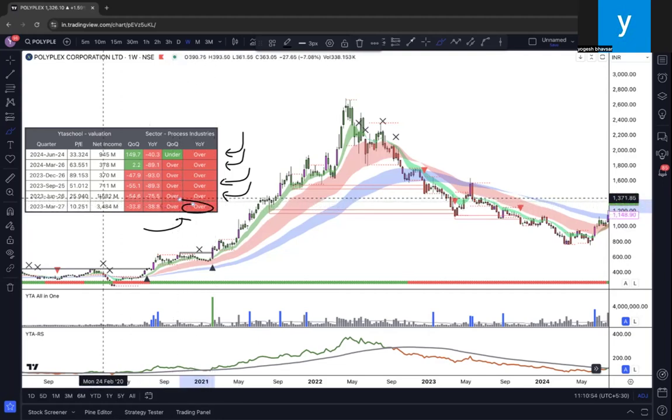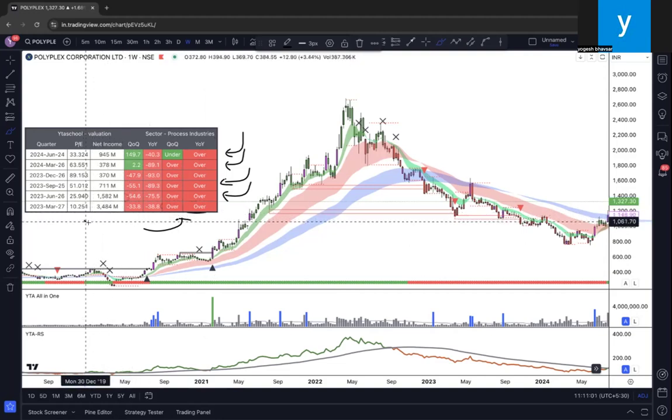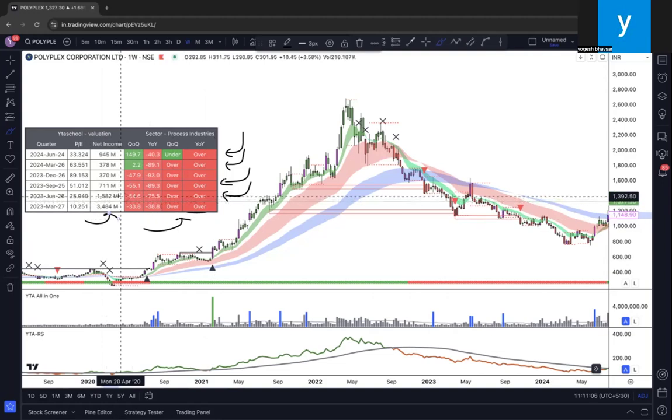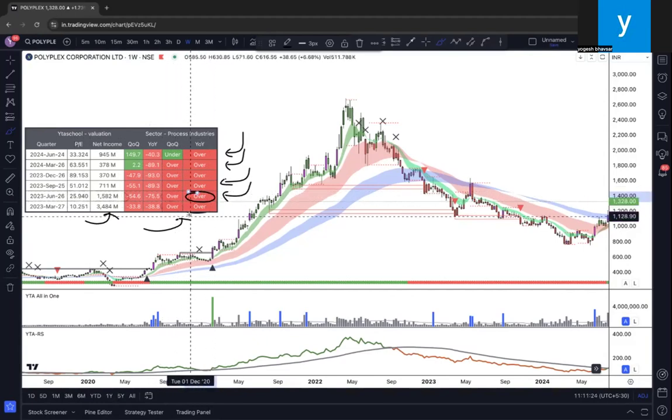Okay. Now what happened next quarter? The company gave half the income. The previous quarter it gave 3,484 million. The next quarter it gave only 1,582 million. That is half the income. But what happened? The PE shot up to more than double. My system says at no point of time will I give you that much valuation for lesser income. You are overvalued.